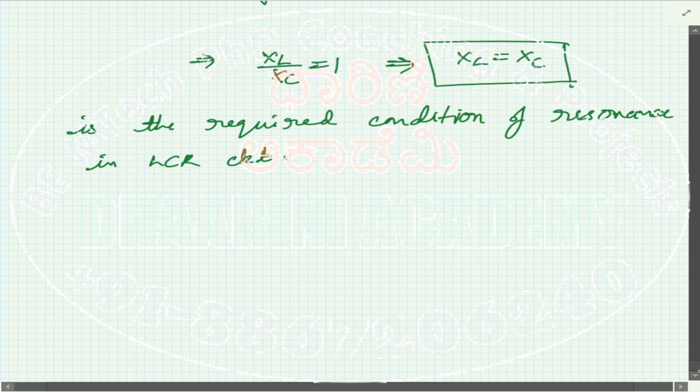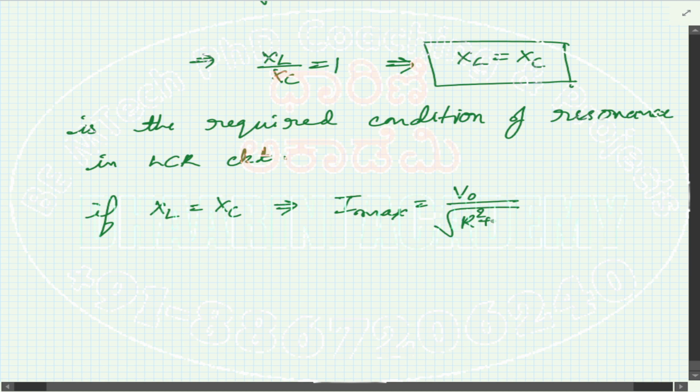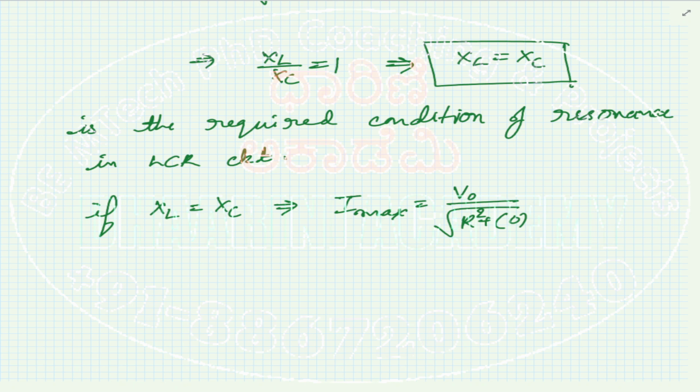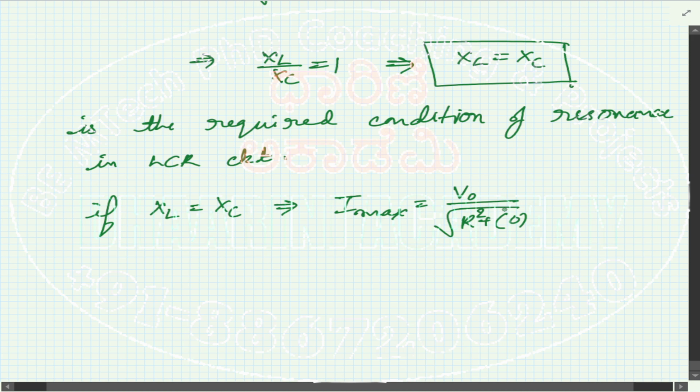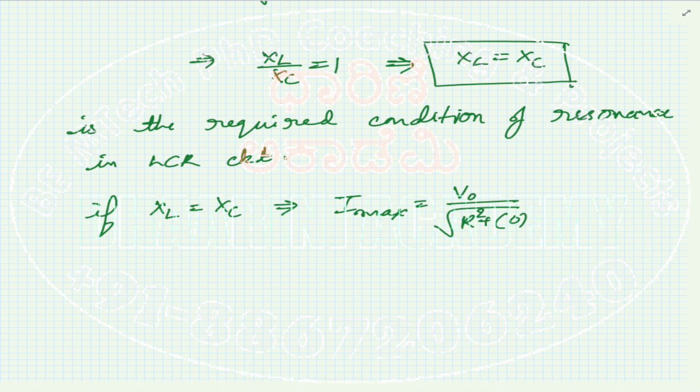So when XL becomes equal to XC, the Z is minimum. This implies the current becomes maximum because the impedance becomes minimum. So this is nothing but V0 divided by root of R square plus 0, because XL minus XC is 0 as they are the same. R square remains as it is.